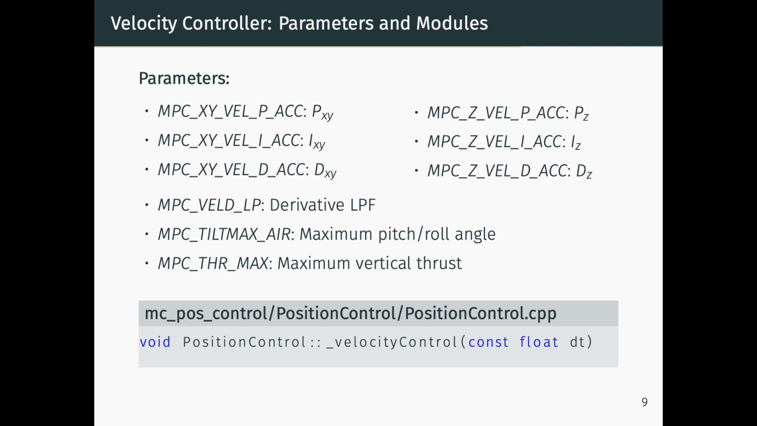These are the parameters of interest to the velocity controller. There you have the P, I and D gains for the horizontal and vertical velocity respectively on the left and right hand side. The MPC vel_d_lp parameter is used to tweak the filter on the derivative path, and the MPC tilt max air and MPC throttle max parameters are used to limit the tilt angles and the thrust of the vehicle. Both the position and velocity controllers are implemented in the MC pos control module, and the function containing the velocity control law specifically is this velocity control function.